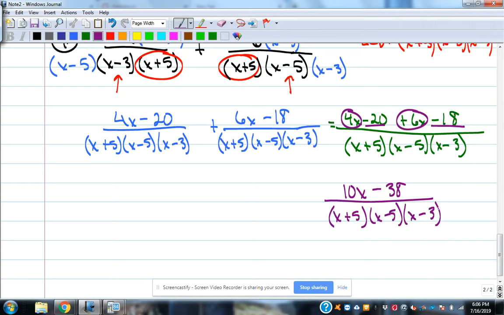Now, the numerator for this one would factor a little bit because 10 and 38 are both divisible by 2. And if I just, over on the side, did 5x minus, let's see, that'd be 19. I can see that it won't simplify. So this factors as that, but it doesn't simplify anything out. So I'm just going to leave it as 10x minus 38.